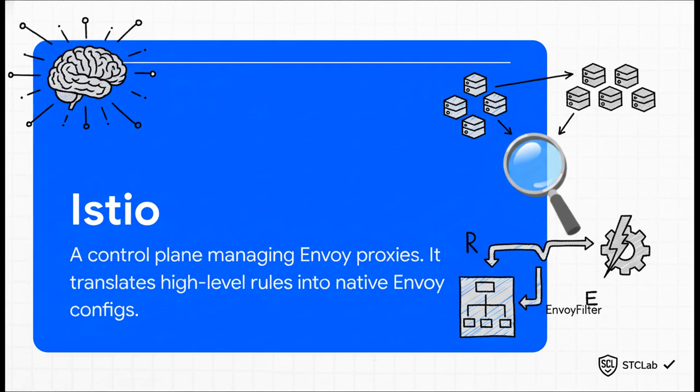Istio isn't the thing doing the work itself. Istio is the brain, the control plane that tells all the little Envoy proxy workhorses what to do. And these proxies, they sit right next to your applications. This setup, it gives you the best of both worlds.